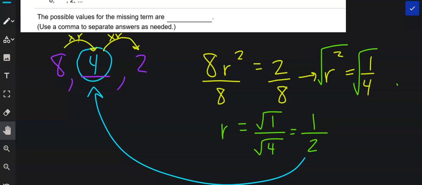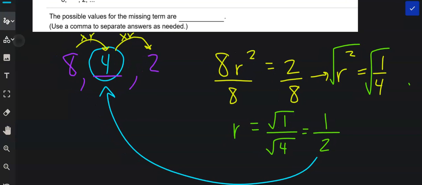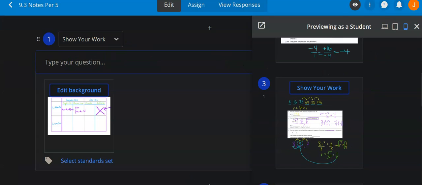Okay, so we found the rate to be 1/2, and we used it to multiply times the 8 to get the missing term of 4. Next page.